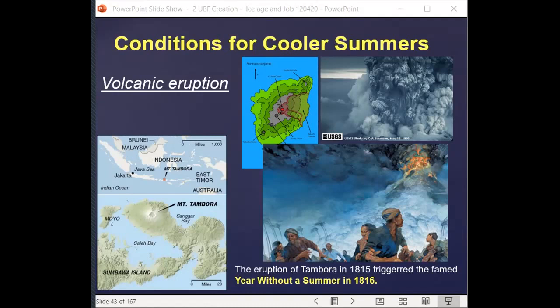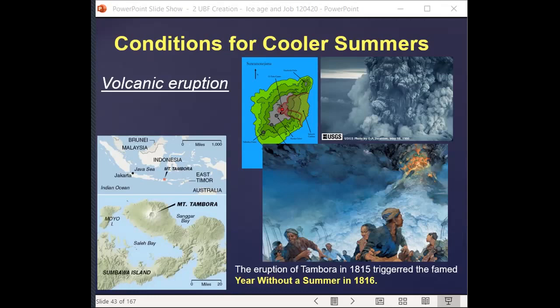And this event was caused by the massive eruption of Mount Tambora in April 1815, in Indonesia, I think. During that period, fine particles spewed from the volcano blocked sunlight and caused cooling of the northern hemisphere. So this is a scientific and historical fact.